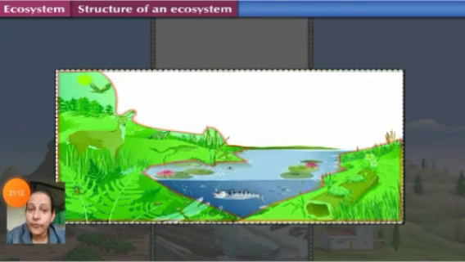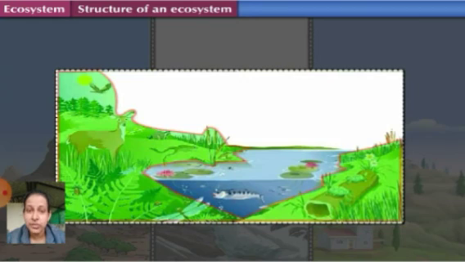So for your homework, you need to read the lesson. You need to try to find out the answers to questions like what is an ecosystem, what are the components of the ecosystem, and you can make a flow chart and draw it in your notebook. Also try to write a short note on the interactions of the ecosystem.